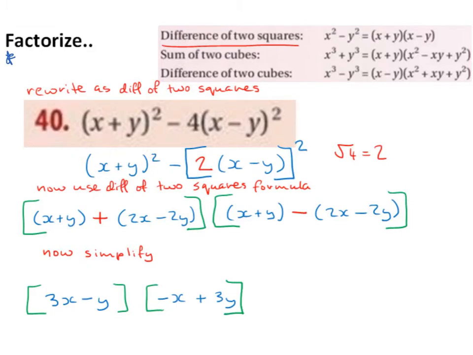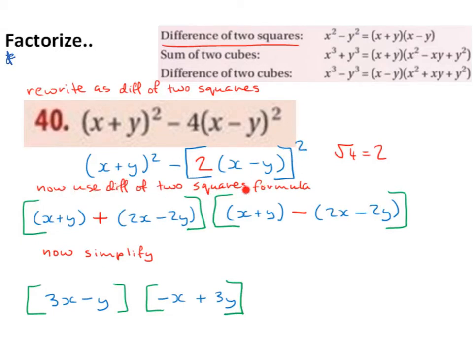And now we need to rewrite −4(x − y)² as a square number. So the square root of 4 is going to be 2. So we're going to put 2 inside the bracket, multiplied by (x − y), and all of that is going to be squared. So to rewrite 4(x − y)² as a square number, it's going to be (2(x − y))², and all of that is squared.